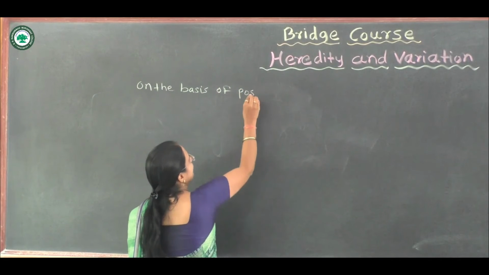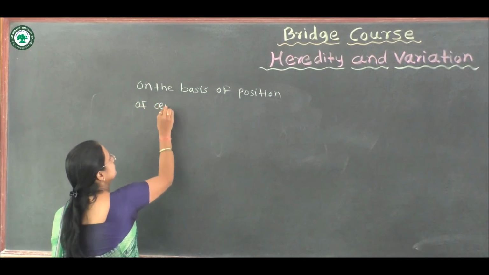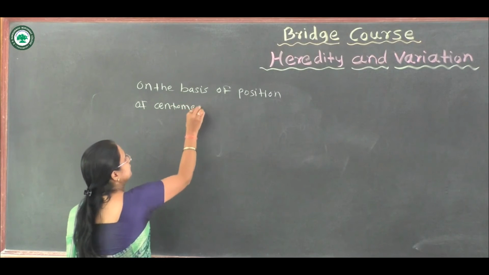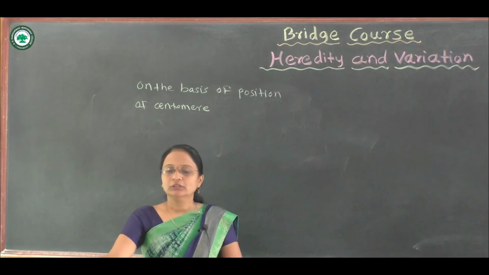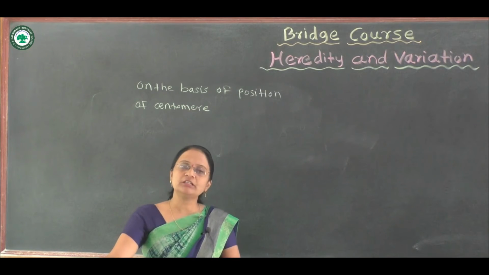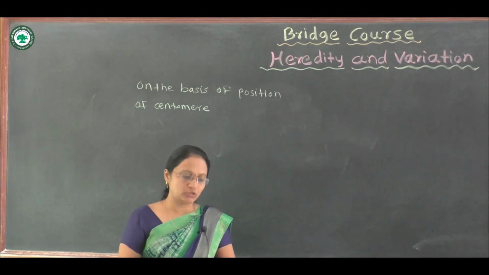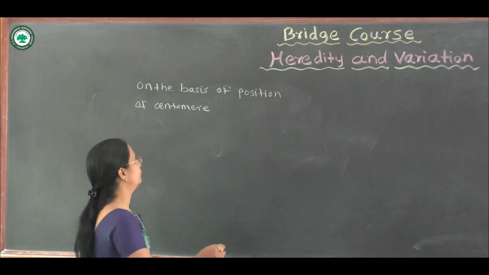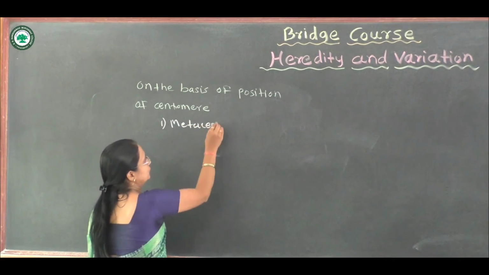position of the centromere, the chromosome is divided into four types. Which are these four types of chromosomes on the basis of position of centromere? The first is the metacentric chromosome.